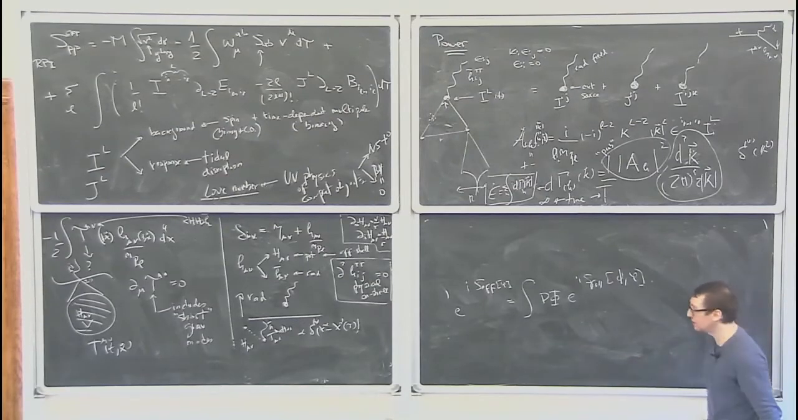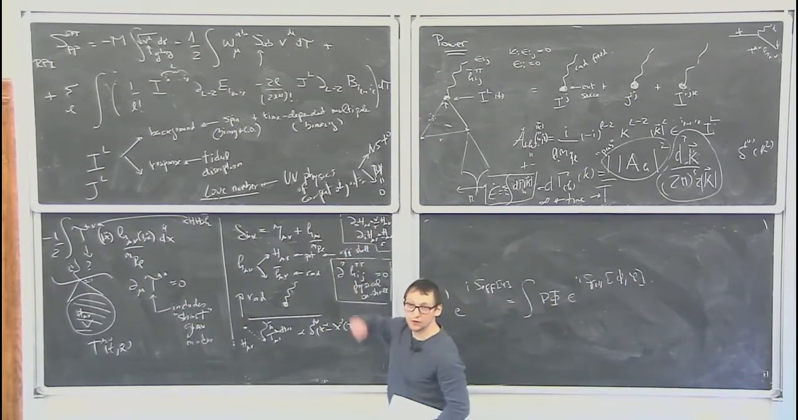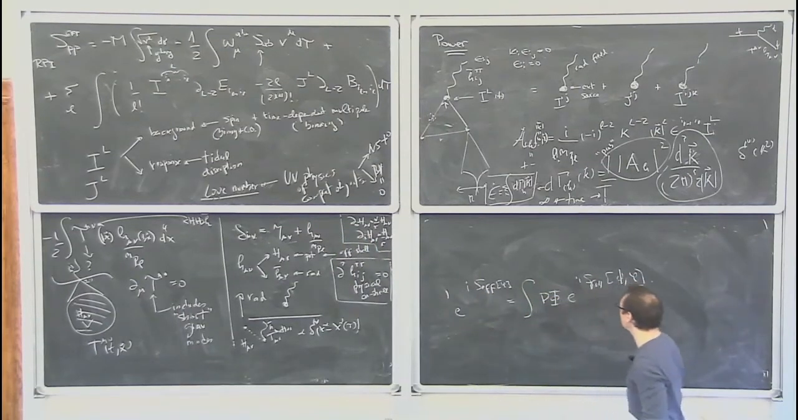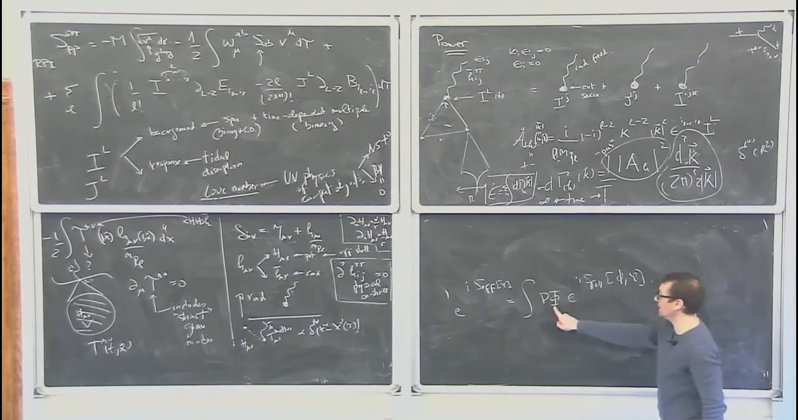Now, you have to be careful. So when you do that, you match into the effective theory. And that effective theory is the one that we want to construct. But you have to be careful with symmetries if these guys transform non-trivially.